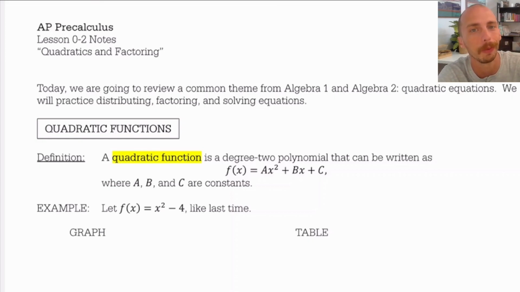We will not be completing the square. That's something that you may have done last year in Algebra 2. I don't think we'll need to do that in this class, but if the need arises, we will tackle that when it comes up.